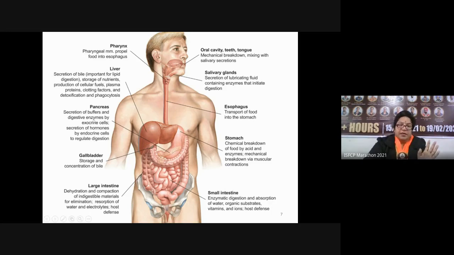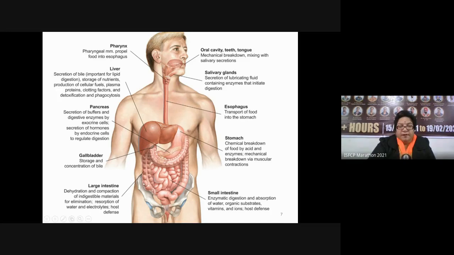Then come to the gallbladder. What does the gallbladder do? It stores and concentrates the bile. And as I already told you, bile helps in the digestion of fats. Then after the absorption of the nutrients from the small intestine, the food enters the large intestine.